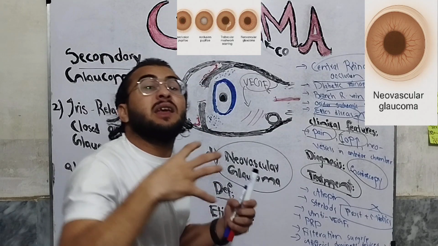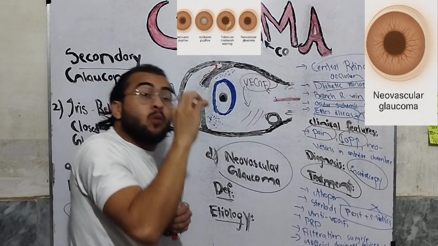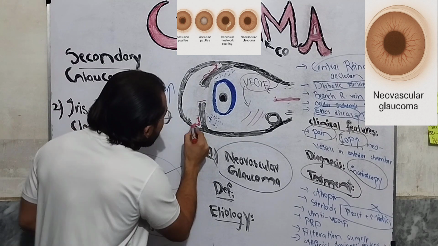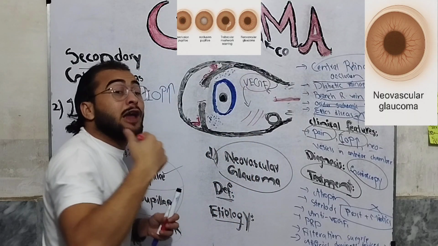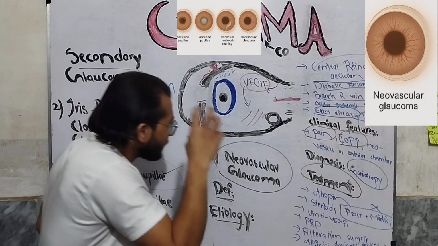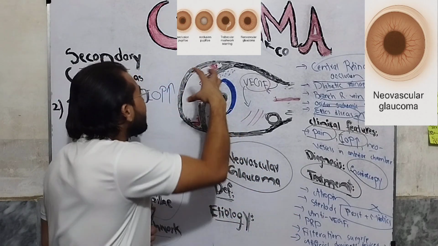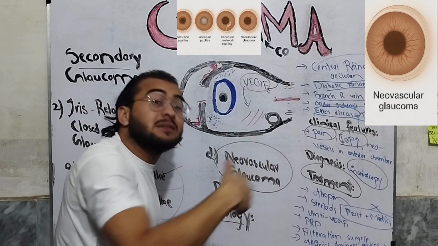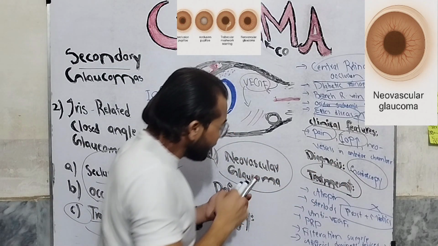But ultimately, these new vascular membranes will contract and they will close up the angle, and will cause closed angle secondary glaucoma. So first of all, neovascular glaucoma is an open angle secondary glaucoma, but later these vascular membranes will contract and close the angle, which will cause closed angle secondary glaucoma. Now coming to the treatment.